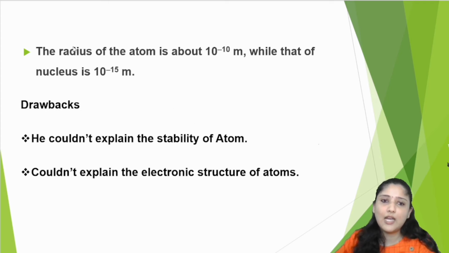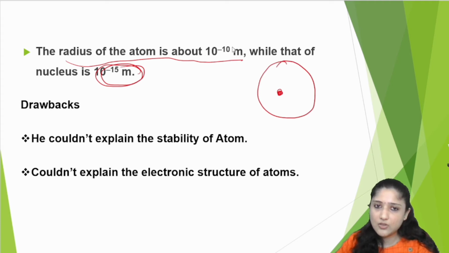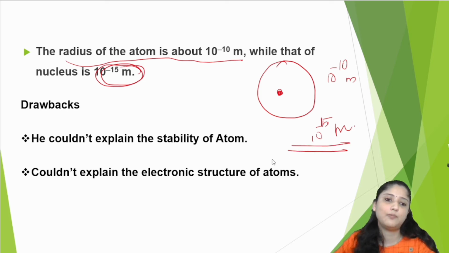He said that the radius of the atom is about 10 power minus 10 meter, while that of the nucleus is only 10 power minus 15. That much smaller is the nucleus compared to the atom. The radius of the atom is what? 10 power minus 10 meter, but that of the nucleus is only what? 10 power minus 15. That much smaller is the nucleus compared to the radius of the atom.